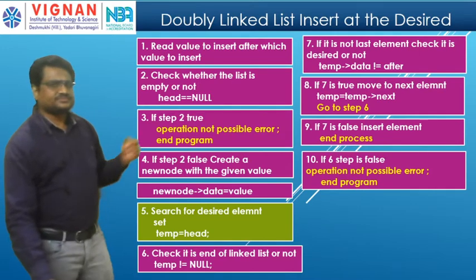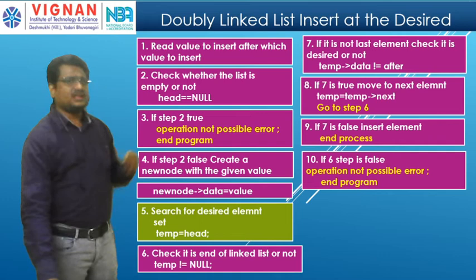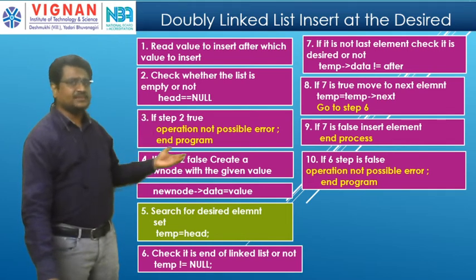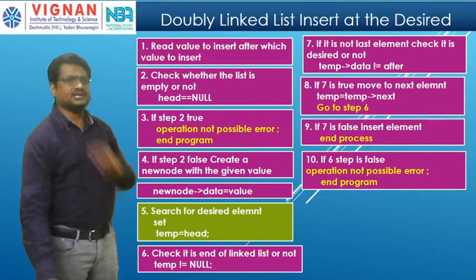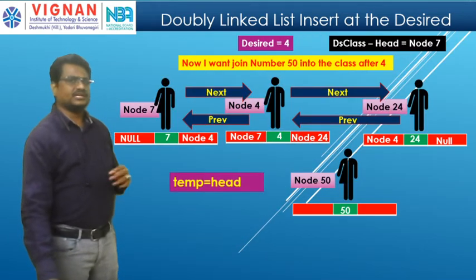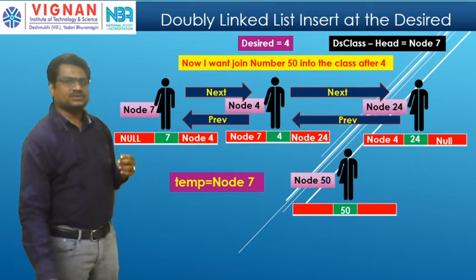Next, I will set temporary equals to head. Why? Because, as I previously explained, I need to find the desired element. So here temporary equals to head. Now I need to start from the starting. Now, okay, temporary is head. What is head? Head is node 7. So the temporary variable stores node 7.